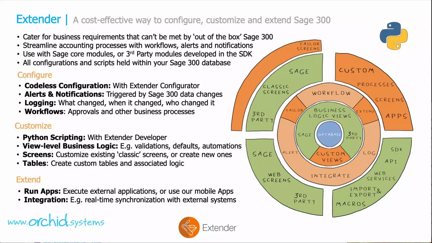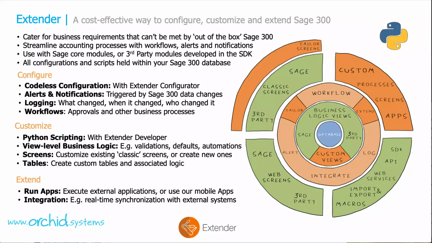You can customize your Sage environment with Python scripting, view-level business logic changes, which would include validations, changing defaults, and automation. Screen changes, so you can change the existing screens or create your own new ones. And tables, so if you need additional information in Sage 300, you can create your own new tables with associated logic.